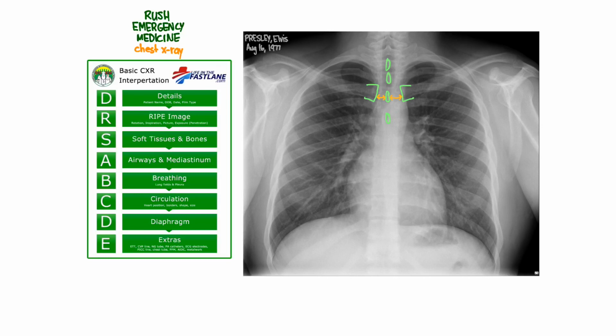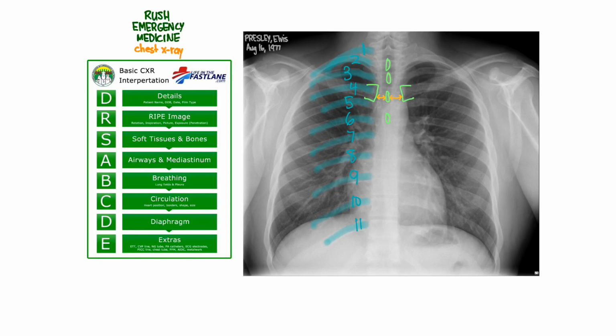For I, inspiration, you want to make sure that the patient took a good inspiration when they took the film, and you should see about 9 or 10 posterior ribs. So in this x-ray, we see about 11 posterior ribs. That's more than 9 to 10, so we have good inspiration.